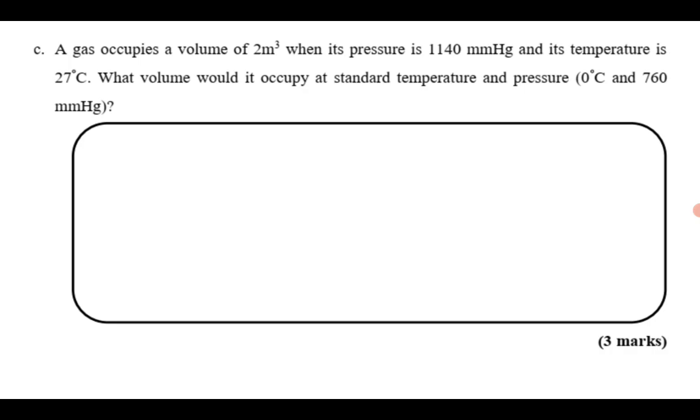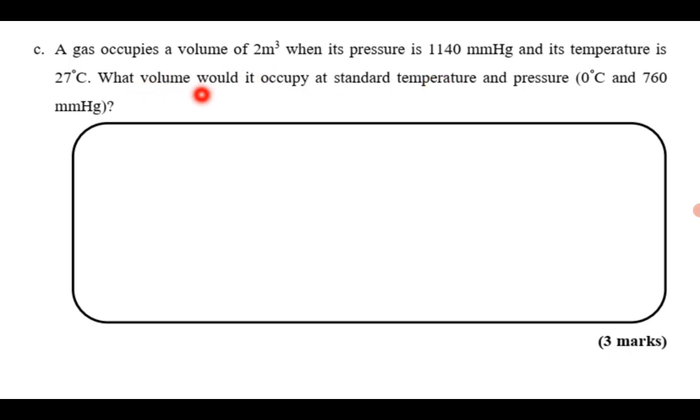A gas occupies a volume of 2 cubic meters when its pressure is 1140 millimeters of mercury and its temperature is 27 degrees Celsius. What volume would it occupy at standard temperature and pressure? That's at 0 degrees Celsius and 760 millimeters of mercury. This is the standard temperature and pressure.